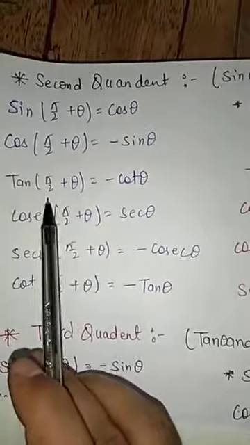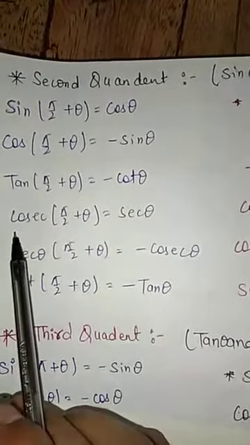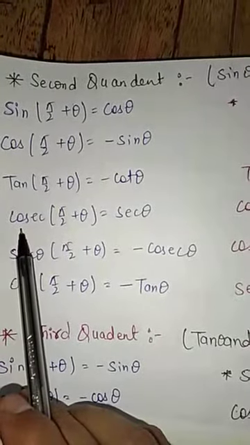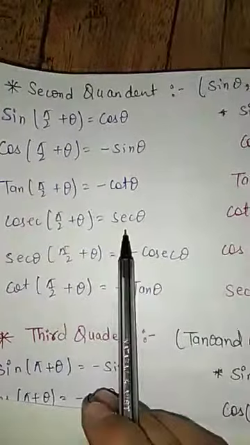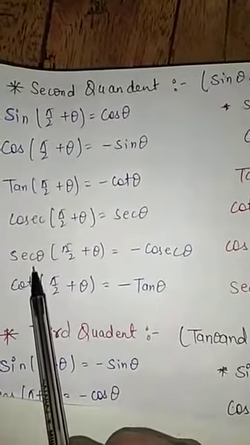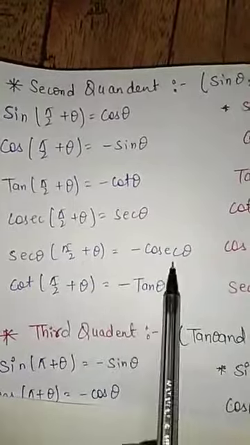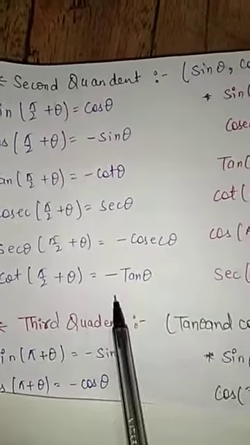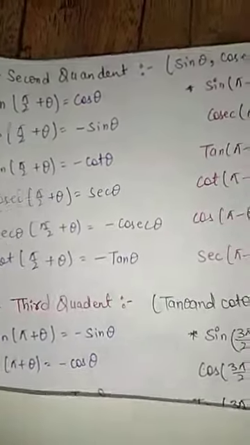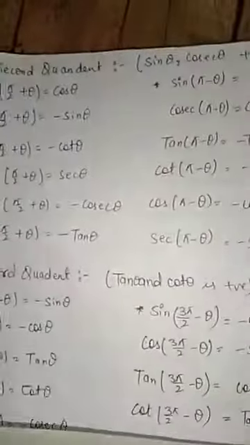Same, tan pi by 2 plus theta is minus cosec, because cosec is positive in the second quadrant, so the value when changed, sec is also positive, and sec pi by 2 plus theta is negative cosec, cot pi by 2 plus theta is minus tan theta. And you can see here all the formulas.